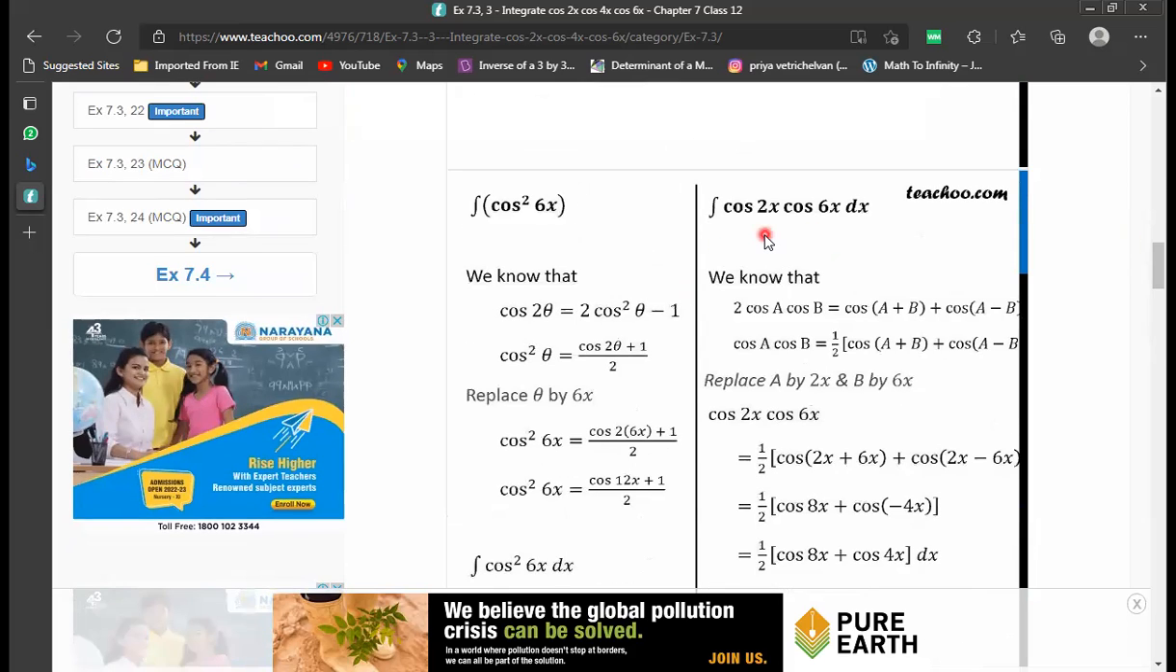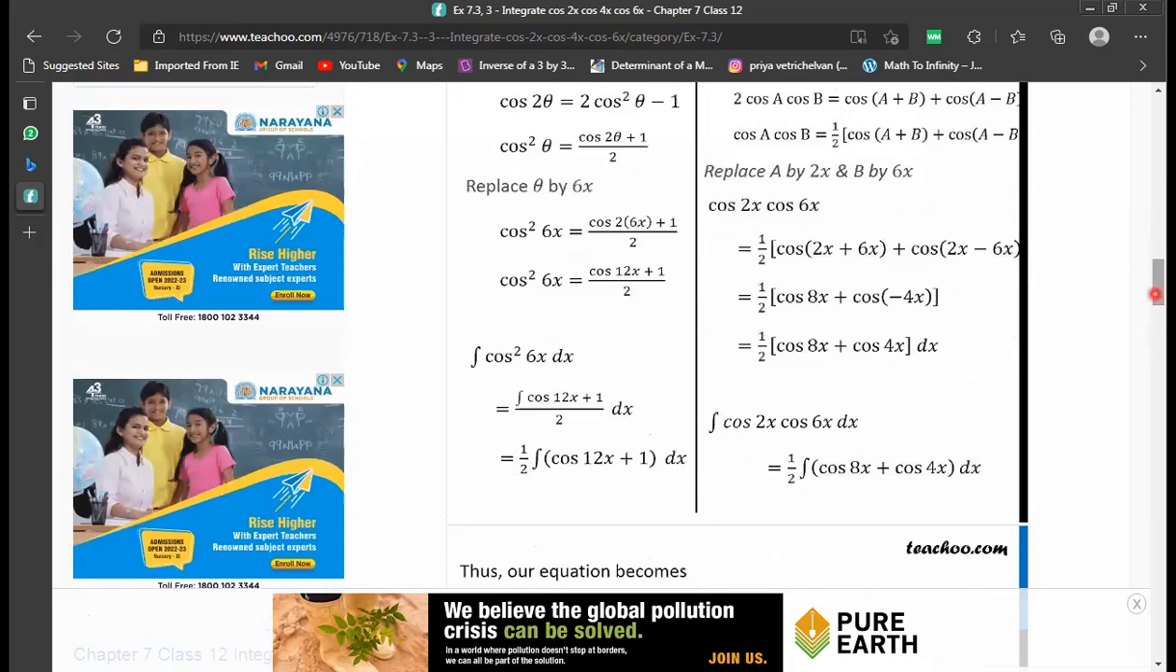In the second part, again we have to deal with the conversion of product into a sum of the terms. Here cos 2x and cos 6x are in multiplication. Use the cos A cos B rule, which is 1 by 2 cos of A plus B plus cos A minus B, because we don't have any direct formula in integration. Which is why we are converting. So just assume A as 2x and B as 6x here.